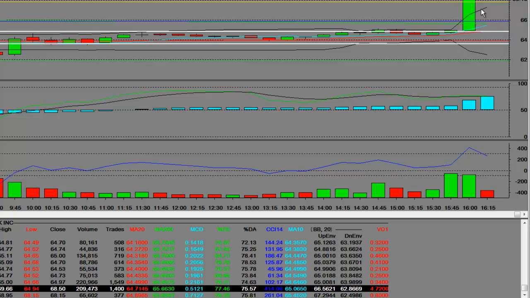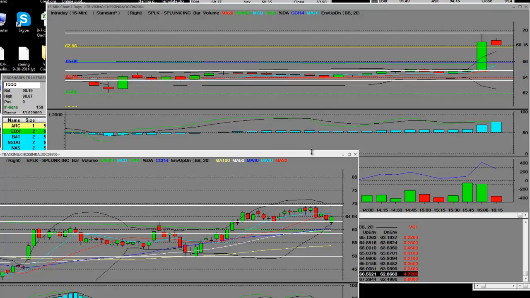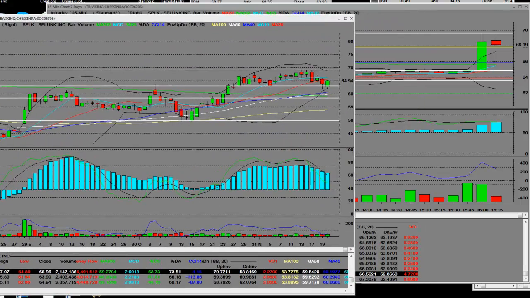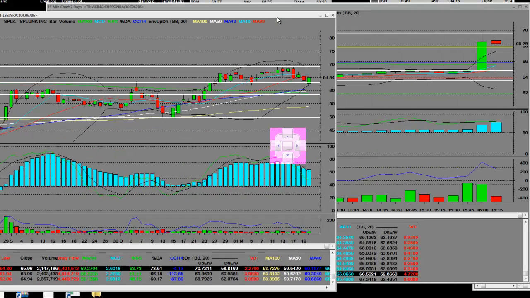Is there resistance? Here's the 15. Let's go back here and let's see where the highs were. We already told you where the highs were. The daily chart is always an important chart to look at and learn from us exactly how after hour earnings trade. First, there's a knee-jerk reaction, and that's what we got right here.